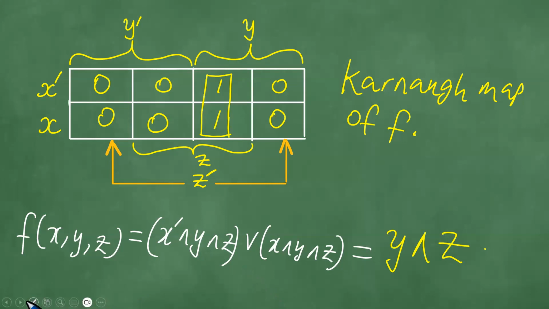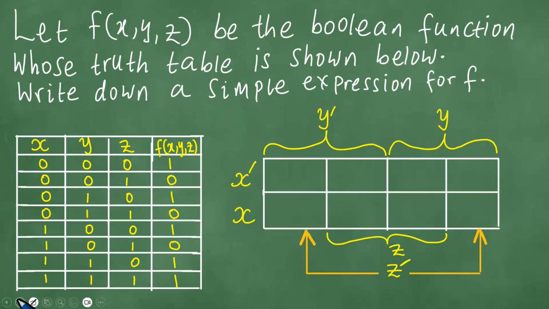So we look at the next point. In the next point here, we note that this one here is nothing other than the truth table of the function of three variables, x, y, and z. Let f of x, y, and z be the Boolean function whose truth table is shown below. Write down a simple expression for f.